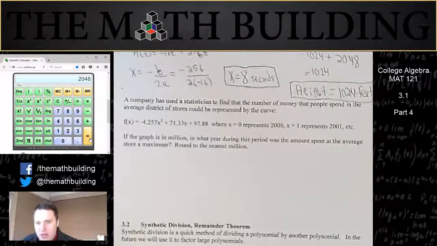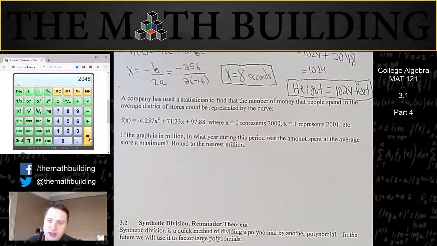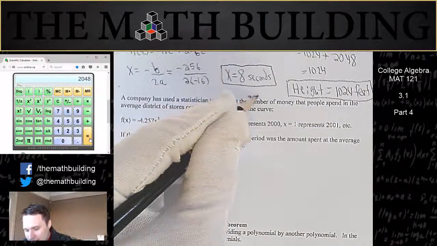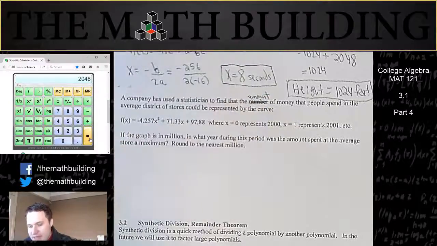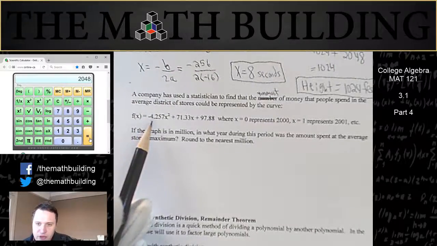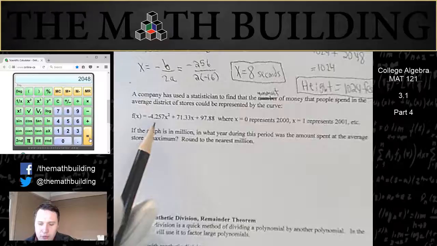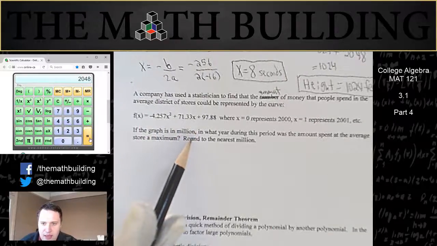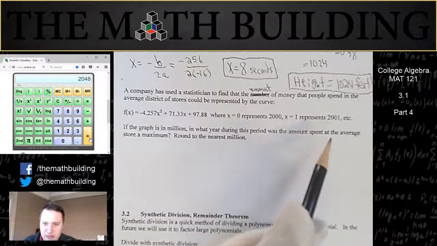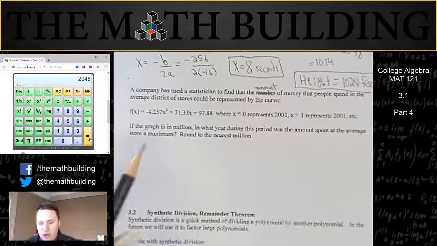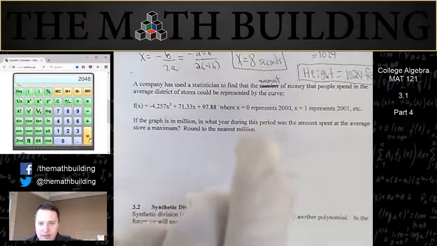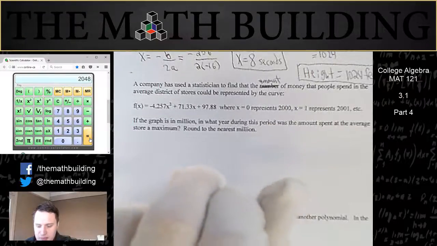One more to go. A company has used a statistician to find that the amount of money that people spend on average in their district of stores can be represented by this curve. Don't be afraid of these scary looking numbers, even though they're decimals. If the graph is in millions of dollars, in what year during this period was the amount spent a maximum? So once again, this is just a parabola question. We've got a parabola right here, and it's asking for the maximum. When did they spend the maximum amount of money?